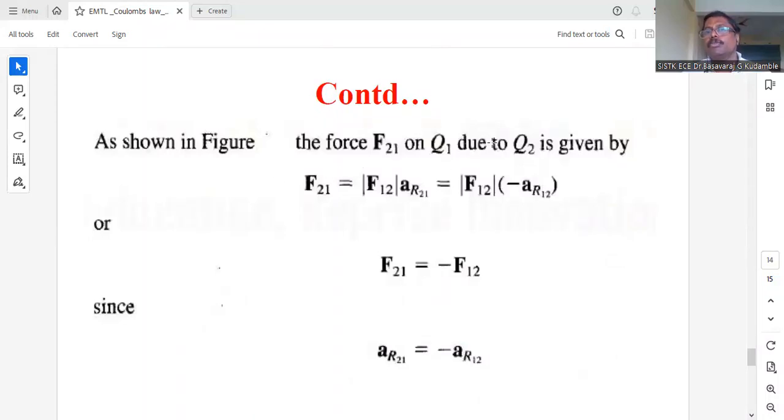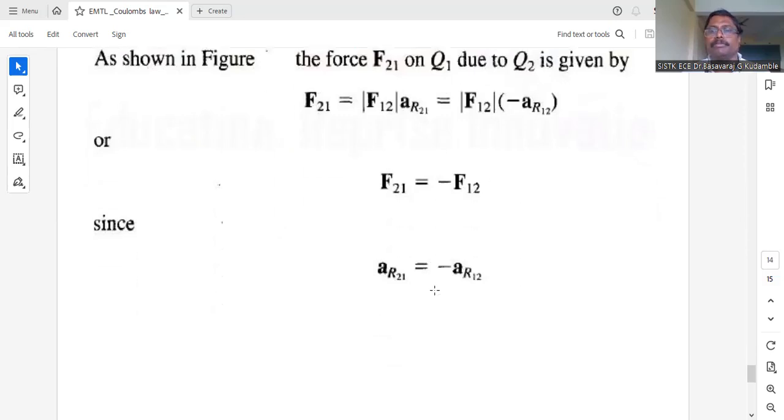So the force F21, that is the force on Q1 due to Q2, is given by the same F12 expression, but with direction R21. Here it is only in the opposite direction, so we represent it with a negative aR12. So F21 equals minus F12, that is, the direction vector aR21 equals minus aR12.